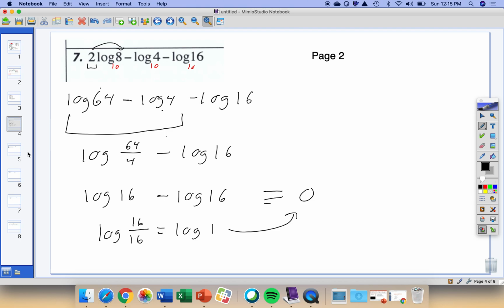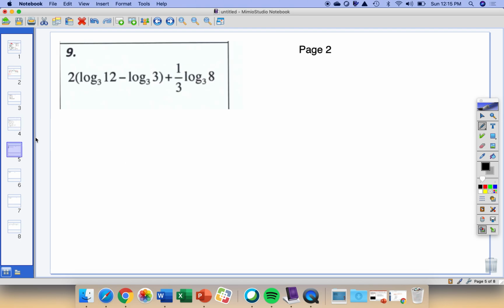Okay? So we're expanding and condensing. We're still on page 2, looking at number 9. This one looks crazy. I have parentheses here. So let's work inside of the parentheses first. So log base 3 of 12 minus log base 3 of 3. So I have 2 times log base 3 of 12 over 3.